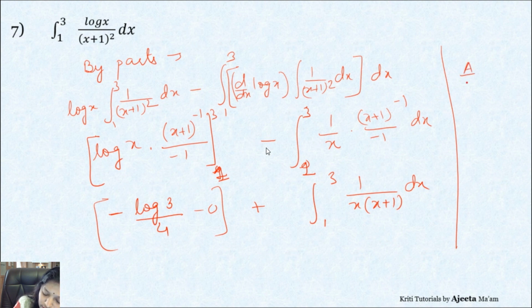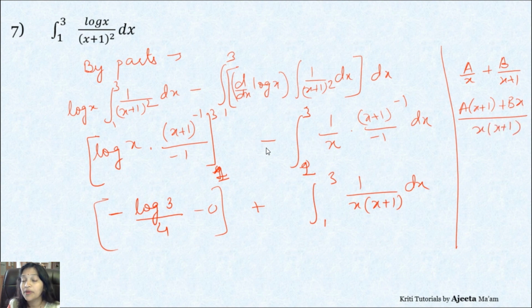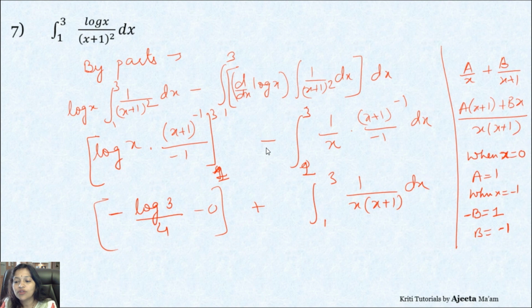So we are going to write the integral as a upon x and b upon x plus 1. So we get a into x plus 1 plus bx, and in the denominator we get the LCM of the two. Now we'll compare it with the numerator of the integral, which is 1. So we will put x as 0, correct? So when we put x as 0, we get a as 1, and when we put x as minus 1, we get minus b as 1, that is b is minus 1. So values are 1 and minus 1.